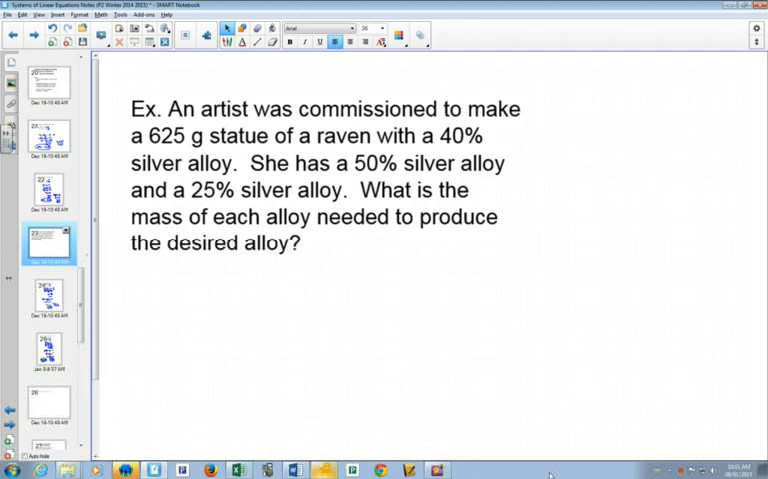So read through this question again. Here's a question where the hard part is, can you come up with the two equations? And then once we get our two equations, this time we'll solve it by elimination. Last time we solved a similar question by substitution.